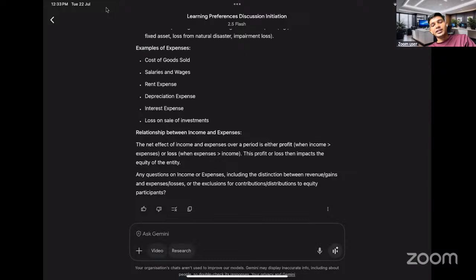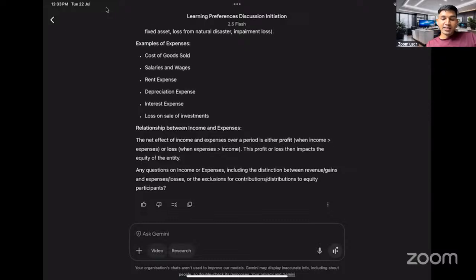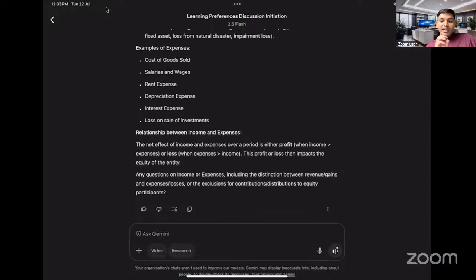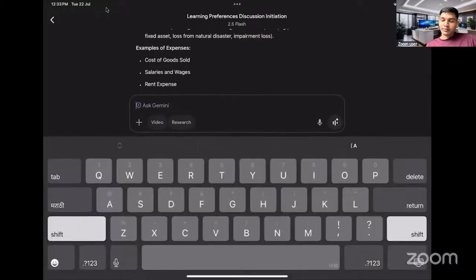Now we will see the relationship between income and expenses. The net effect of income and expenses over a period is either profit when income is greater than expense, or loss when expenses are greater than income. This profit or loss then impacts the equity of the entity. Now we will move on to the next topic.